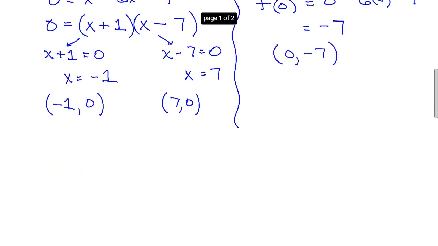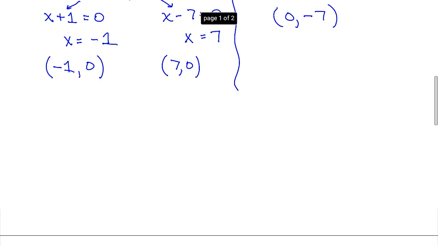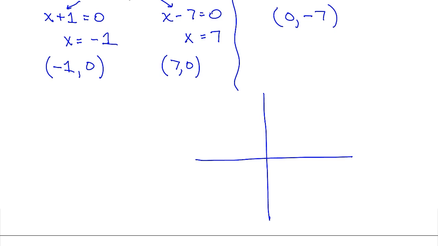Now let's make a little graph based on these points. So we know that we have a y-intercept of negative 7. We have an x-intercept of negative 1, and another x-intercept of positive 7. And we know this forms a parabola. So it's going to look something like this. And we'll do more graphing later in the semester.